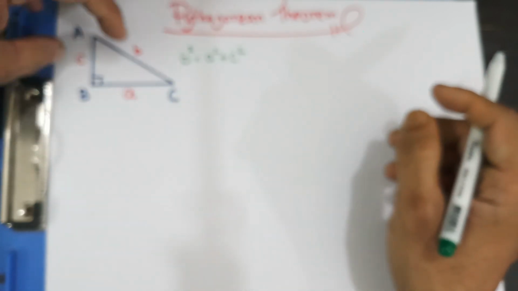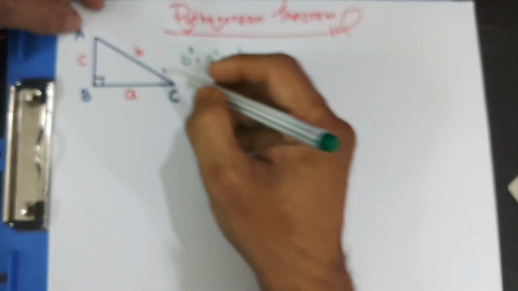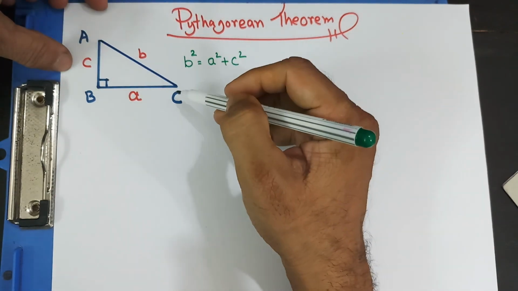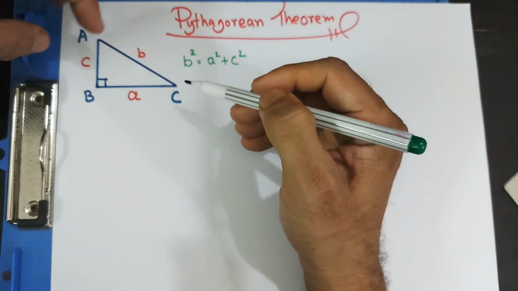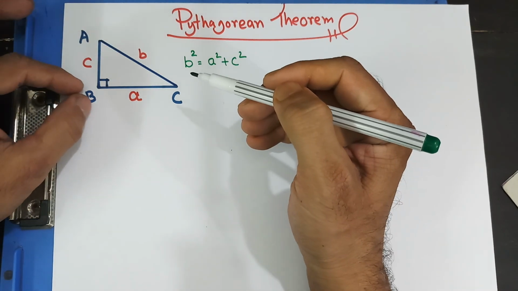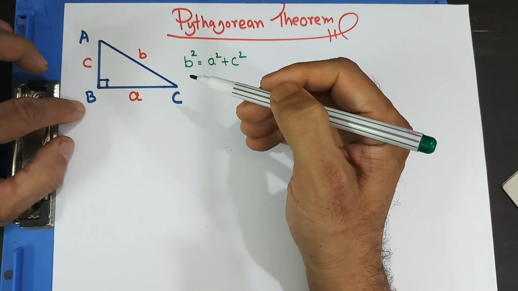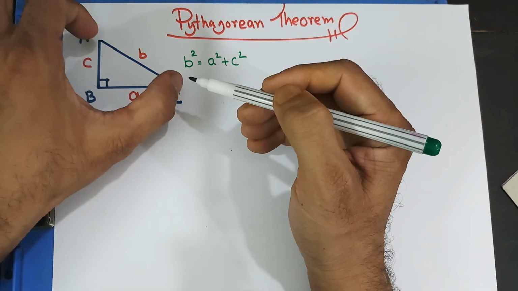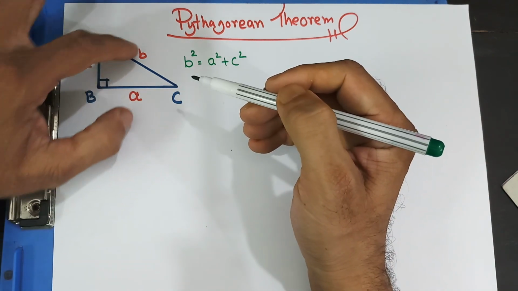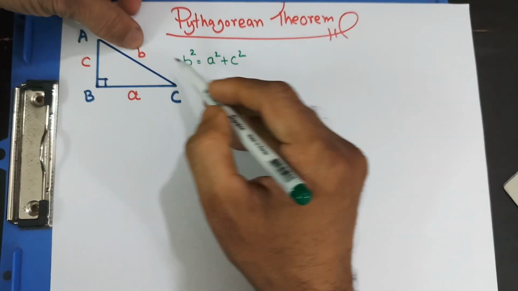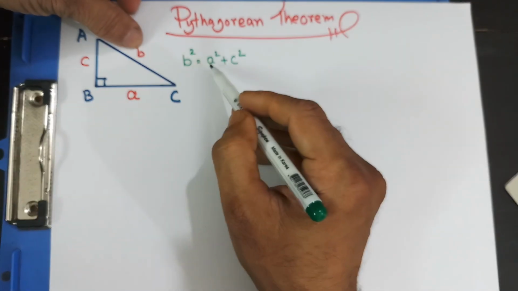The way I have written it, all the vertices are represented by capital letters like A, B, and C, and their opposite sides are represented by small letters. For example, angle B is represented by the capital letter B. Now, the opposite side of B is AC, and that is represented by a small b. So this one is the opposite side of B, b square equals the sum of the other two sides square.